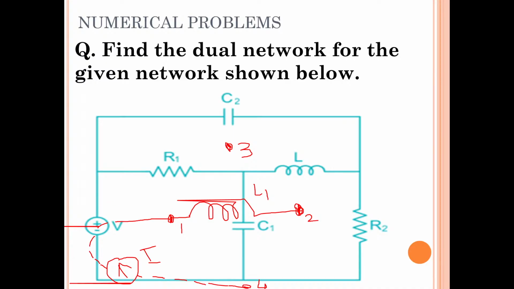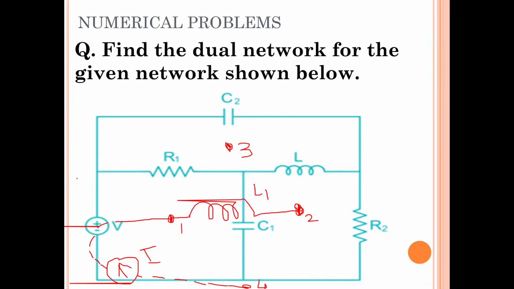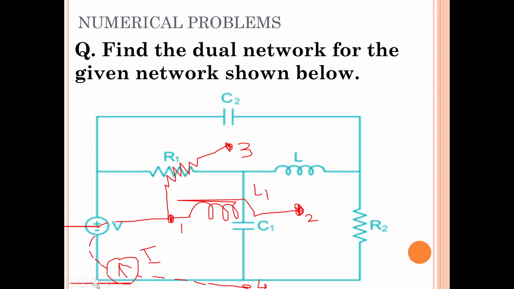In between node 1 and node 3, what is there? Resistor R1 is there. So what is the dual of resistance? Conductance. Even the conductance symbol looks like a resistance symbol, so draw a resistor again. No need to convert this symbol. Symbol is same. Conductance means G. So here R1 is there, so write G1.